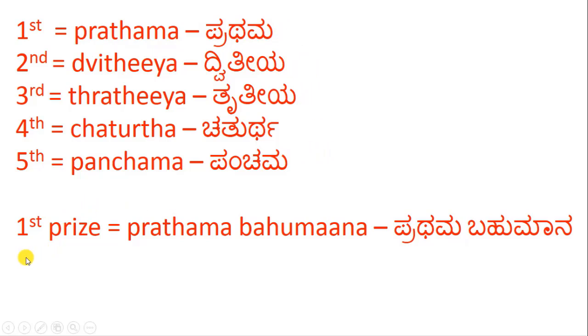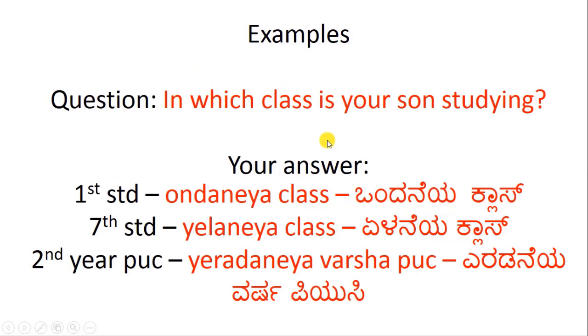And for prizes also sometimes they use this word. To say first prize they also use Prathama Bahumana, which means first prize. For second prize, they say Dvitiya Bahumana. For third prize, they say Tritiya Bahumana, and so on. Now, let us see few examples.